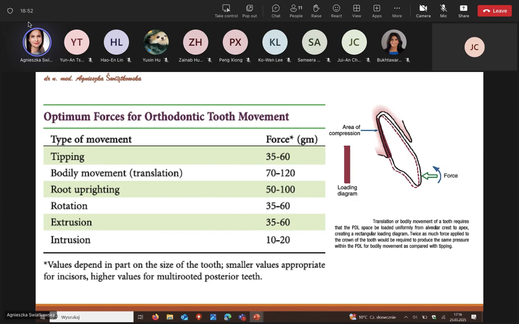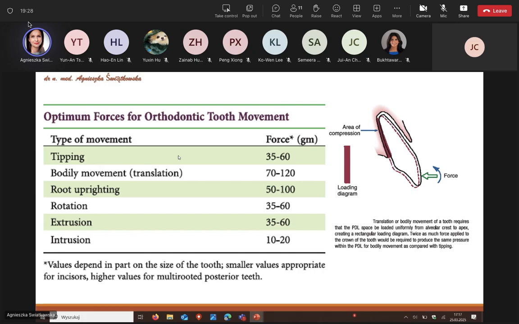Optimum forces for orthodontic tooth movement. So when we are planning some kinds of movement of a tooth or teeth, we should use force. The force we usually estimate in grams. And here you can see the values for one-rooted teeth, and here for multi-rooted teeth.